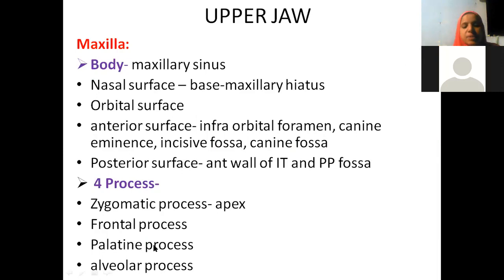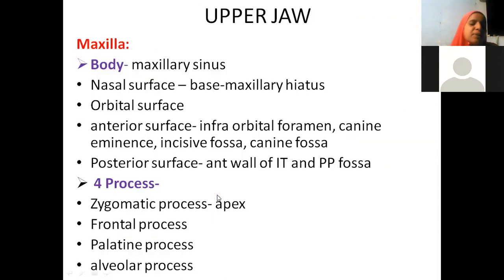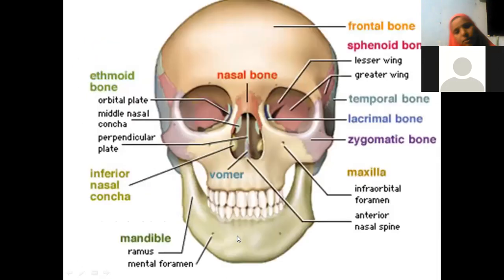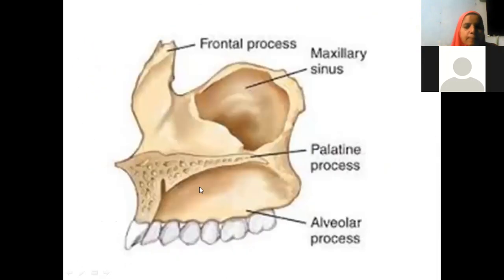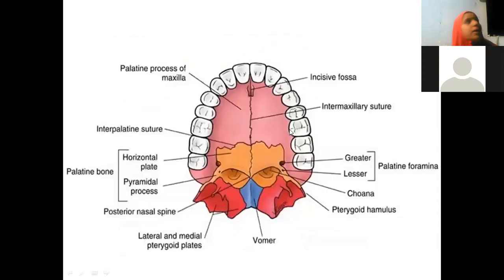Then the palatine process is going down, forming the hard palate. The alveolar process gives articulation to the teeth. This is all about the maxilla, where we have this maxillary air sinus and frontal process. The palatine process takes part in the formation of the hard palate, and the alveolar process is for the teeth. This we have already studied when we were doing norma basalis.